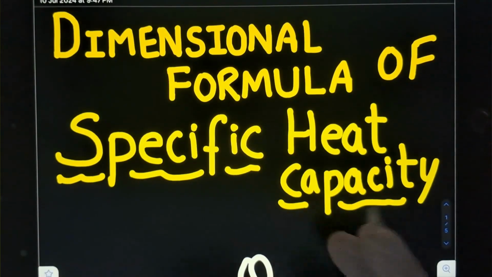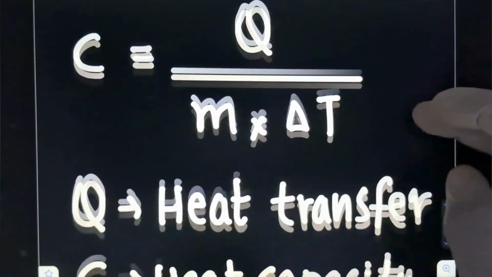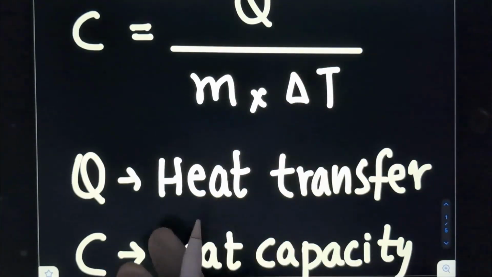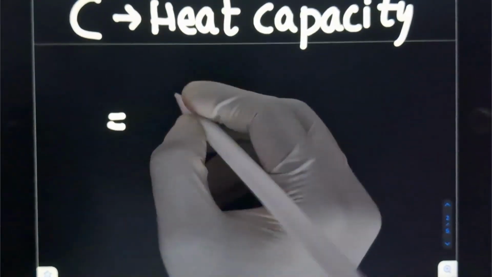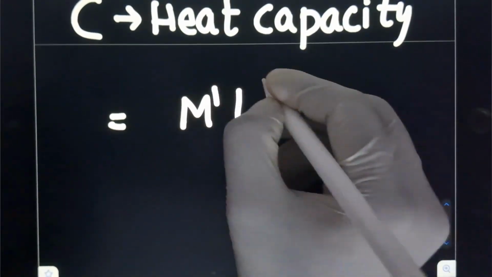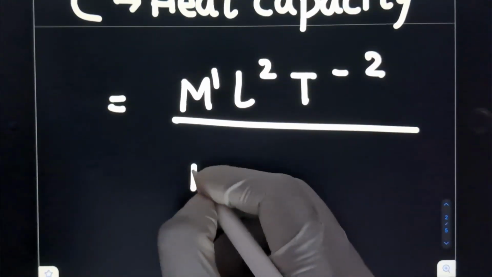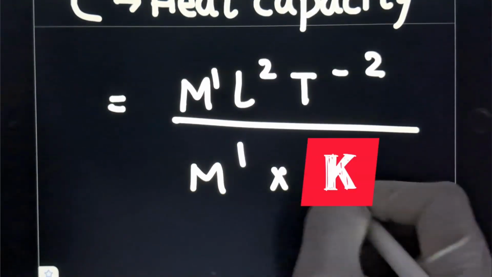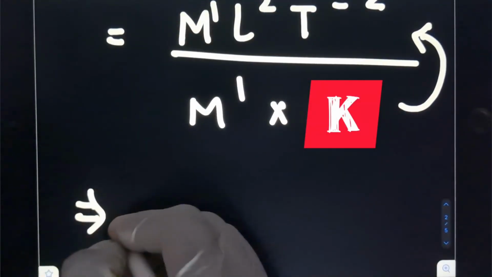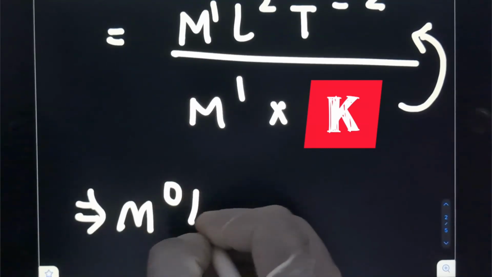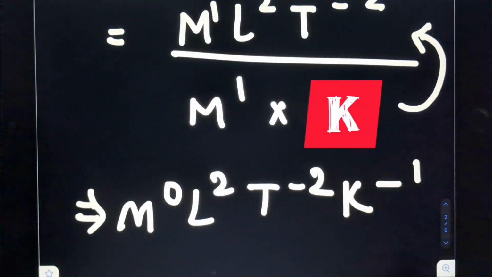To find the dimensional formula of specific heat capacity, denoted by C, as well as S. C is equal to Q by m delta T. Here Q is equal to heat energy transfer and C is equal to heat capacity. For heat energy transfer, the dimensional formula is M^1 L^2 T^-2 by mass M and temperature K^1. On cancellation of mass and inversion of temperature, M^0 L^2 T^-2 K^-1 is the answer.